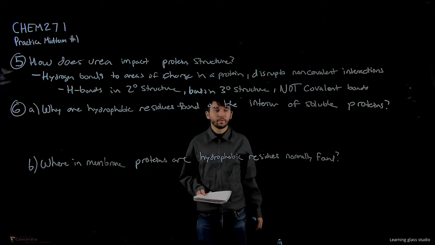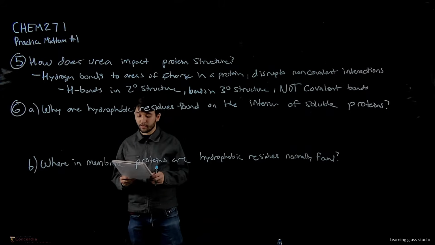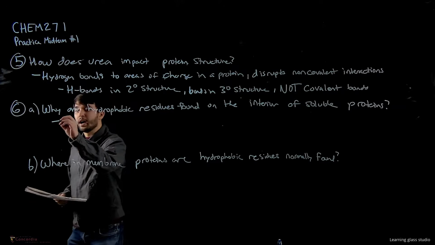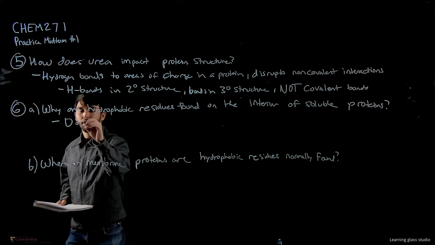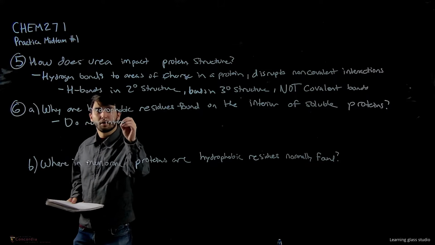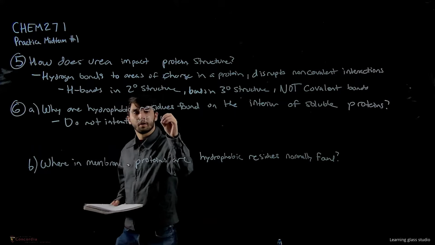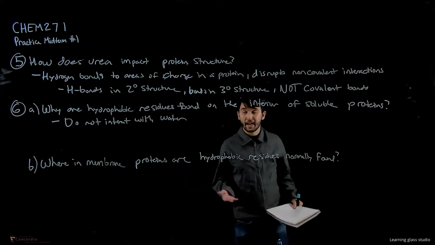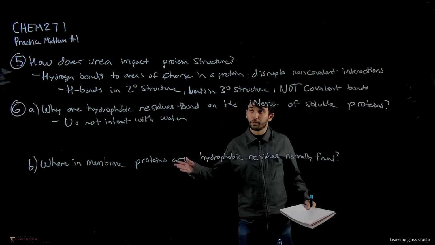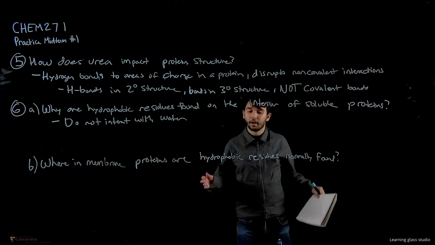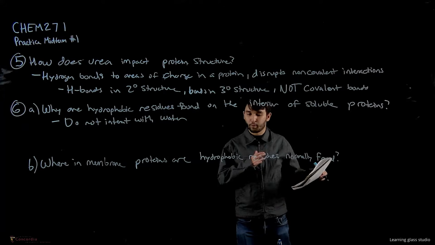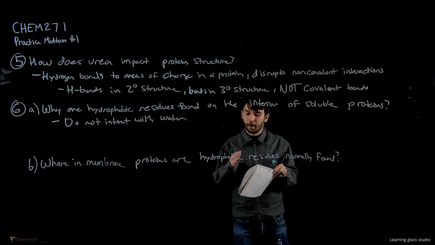All right, so question 6. Why are hydrophobic protein residues normally found on the interior of soluble proteins? This is because they do not interact well with water. And this is due to the principle of like dissolves like. So polar things tend to dissolve polar things. Non-polar things like hydrophobic amino acid residues tend not to mix with water. They tend to rather mix with other hydrophobic things.